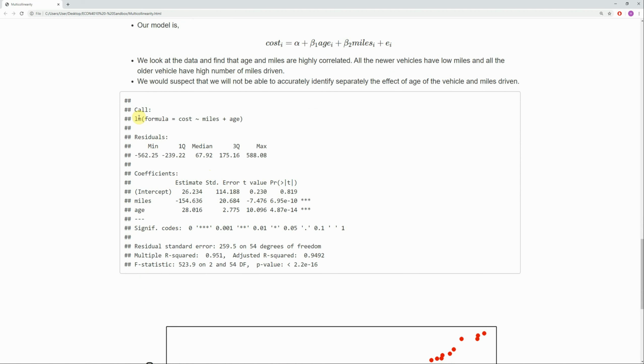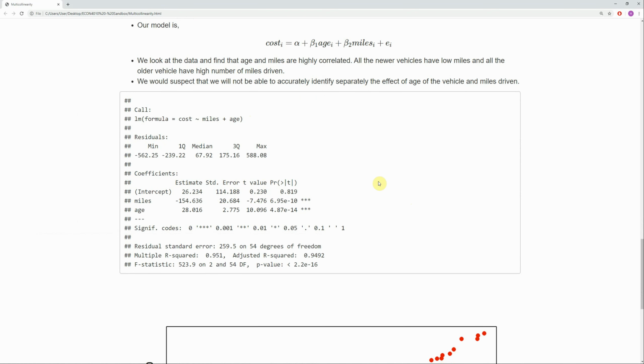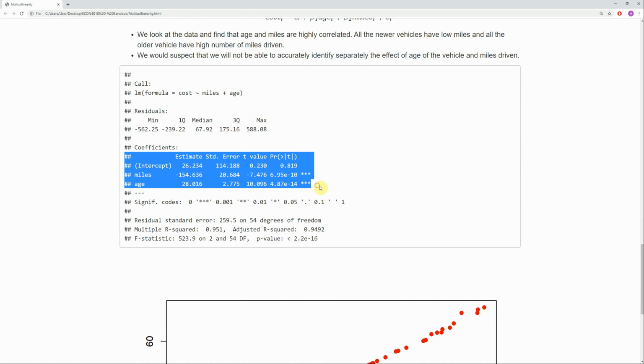This is our model after reading the data. I think you have the data here too, truck cost.csv, and you have cost, miles, and age in that data set. And here we are showing the summary of our model. As you see in this case, as miles go up in this model, the estimate is negative and highly significant. It says higher mileage ends up having lower maintenance costs.